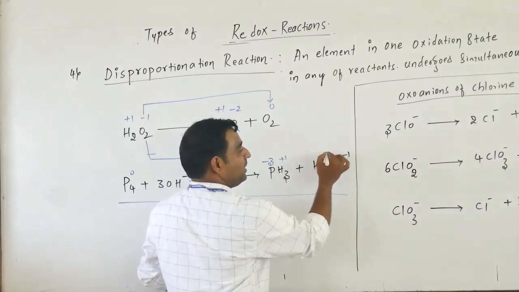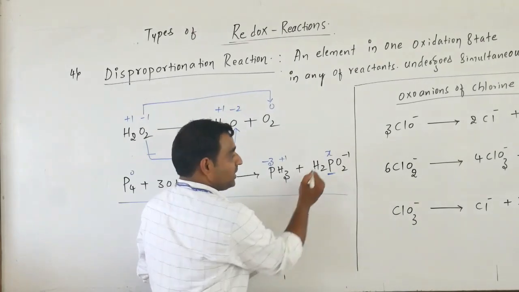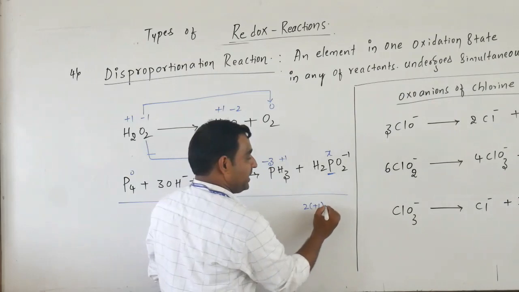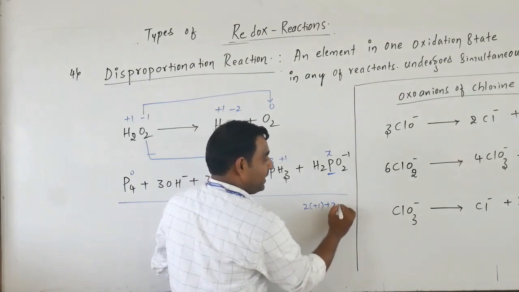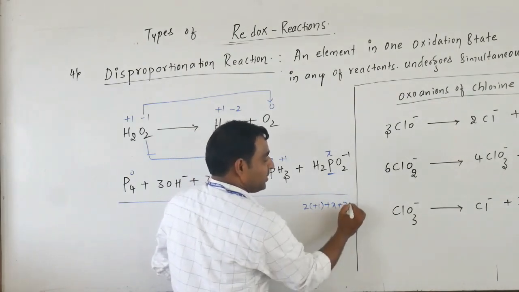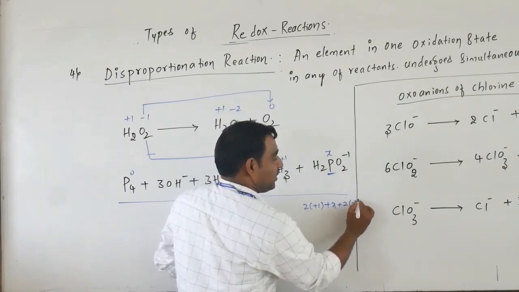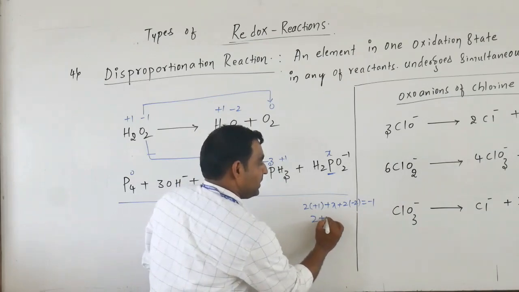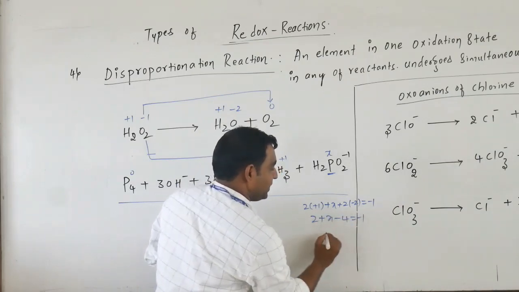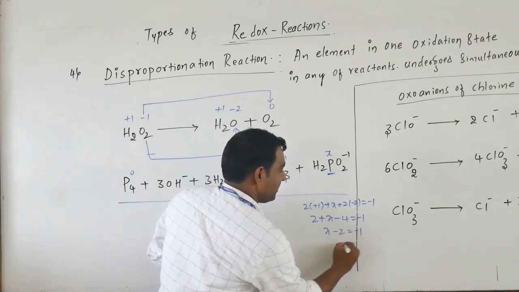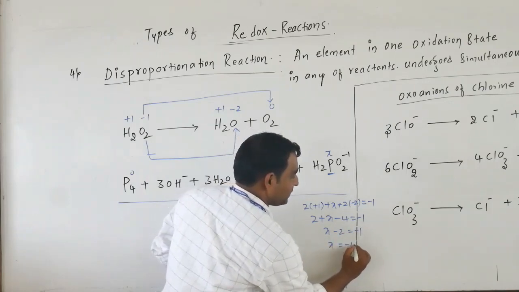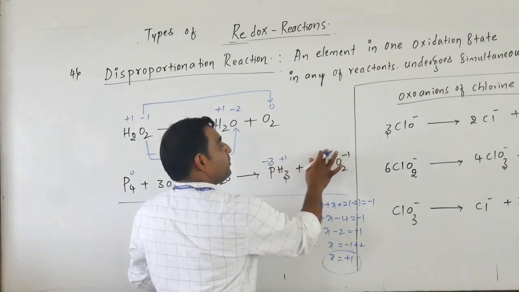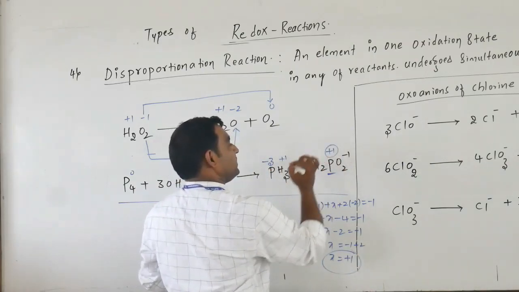If you have a doubt, we take X here. 2 hydrogens are there, each hydrogen having a +1 oxidation state, phosphorus is X, and 2 oxygens are there, each oxygen having a -2 oxidation state, and the total is equal to -1. Now 2 plus X minus 4 is equal to -1, X minus 2 is equal to -1, X is equal to -1 plus 2, which is +1. So phosphorus is in +1 oxidation state.